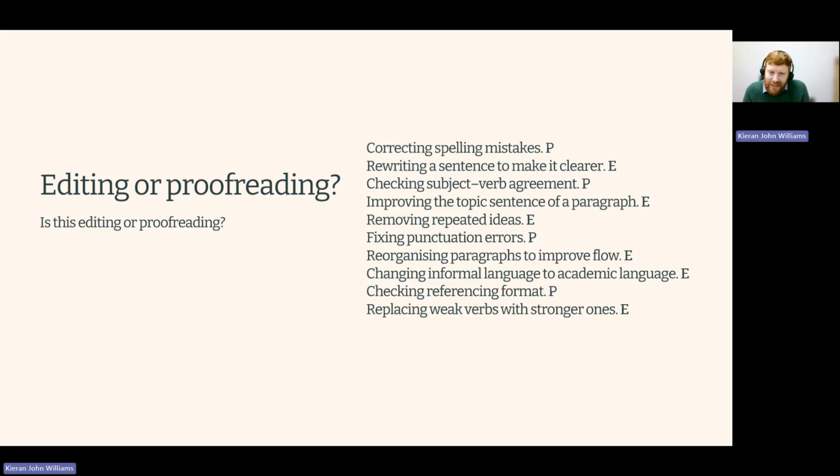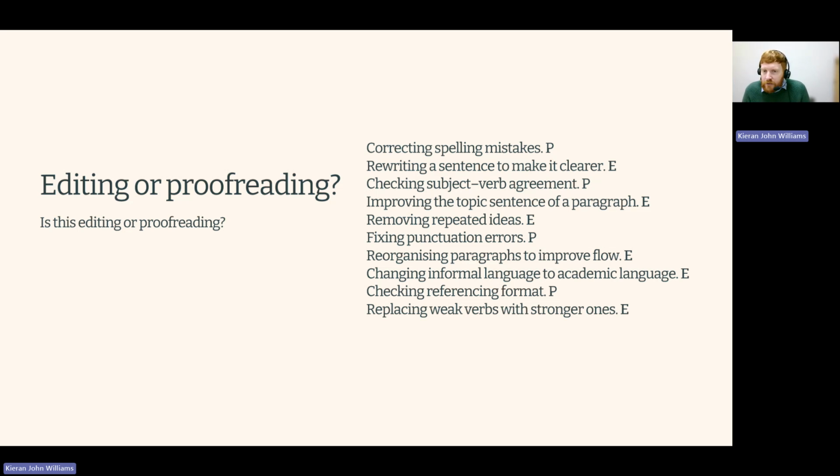Now, the next thing, checking subject-verb agreement. Is it he go or he goes? Well, this is quite obviously proofreading, okay? Because it's looking at grammatical changes. Now, improving the topic sentence of a paragraph, this is editing because it is strengthening the structure of your arguments of your paragraphs. Okay. Now, removing repeated ideas, this is editing as well. This is improving the structure of your arguments, so this is editing.